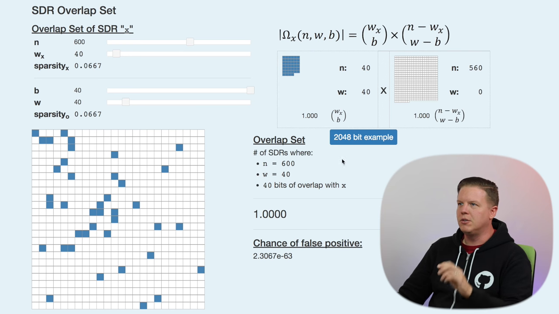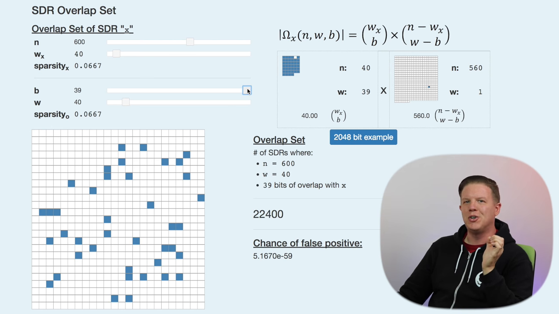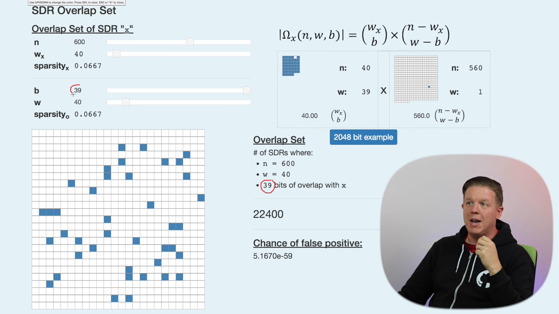Now we're gonna make this a little more interesting. I'm going to require not that every single bit matches, but I'm going to move this down one to 39. So now I'm saying, what's the overlap set for this SDR where I'm requiring 39 bits of overlap, not 40? So it's no longer one, it's 22,400.